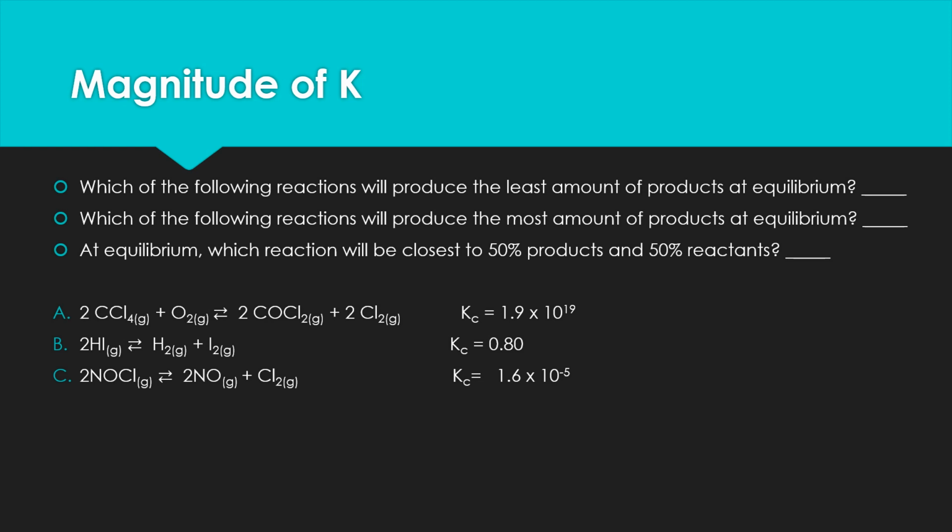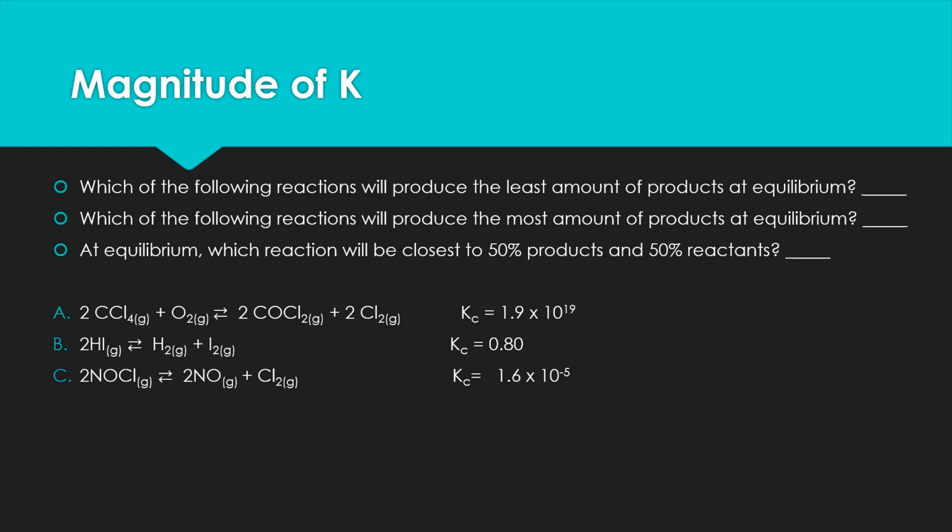Let's try another example. Which of the following reactions will produce the least amount of products at equilibrium? If we're trying to make the least amount of products, that means we want to favor the reactants over the products. We want more reactant than product. Looking at our 3 reactions, we're not going to find it in how the reaction's written, but in the K value, the equilibrium constant.